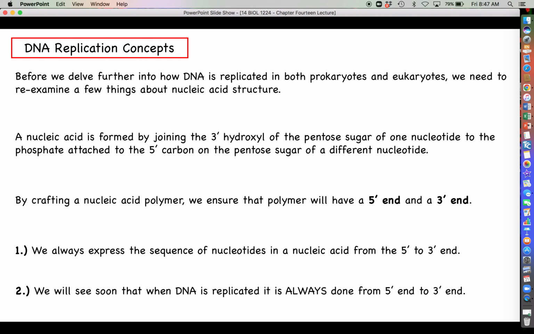And then what we're going to see soon, something that is going to greatly complicate the process of DNA replication, is that when DNA is replicated, it is always done unidirectionally. It's always done from the 5' end towards the 3' end. So a DNA strand will grow from the 5' end towards the 3' end.